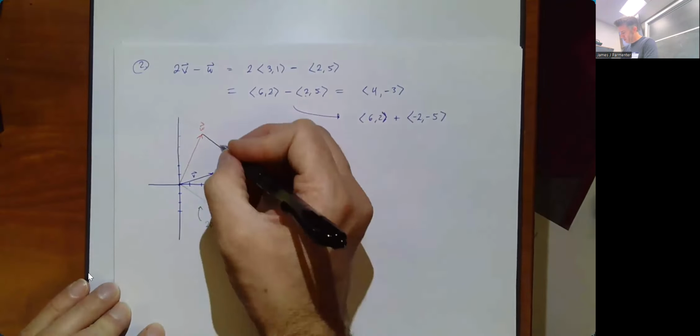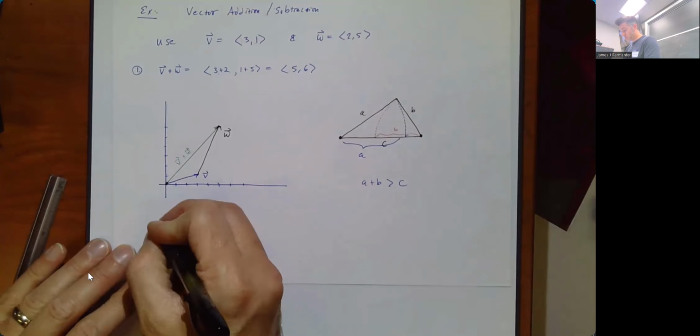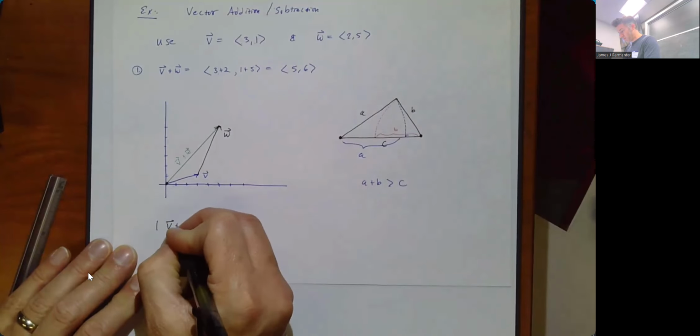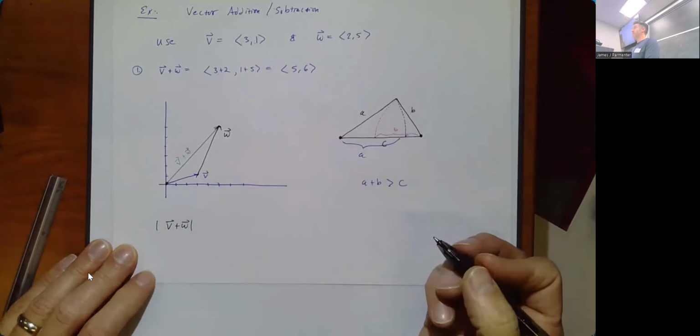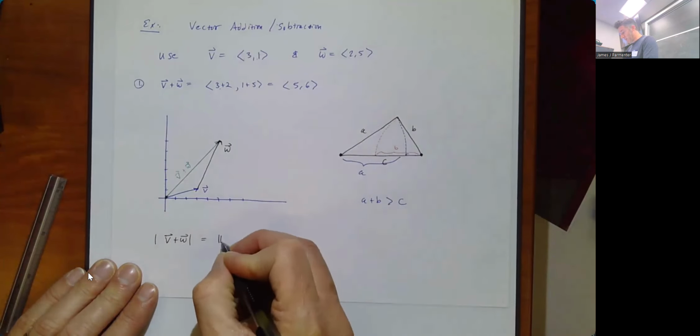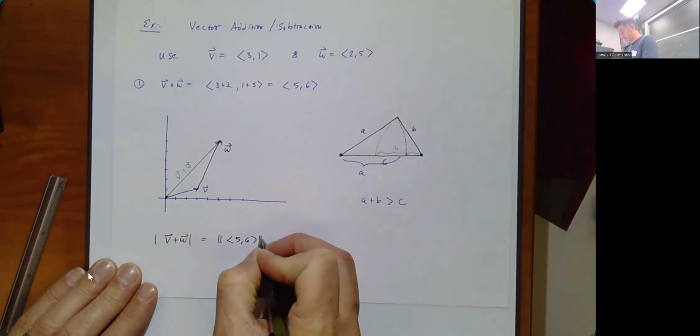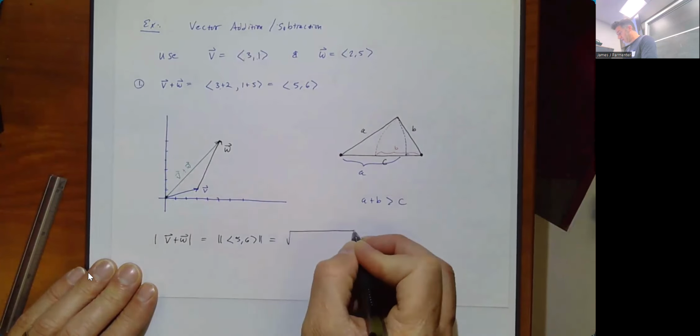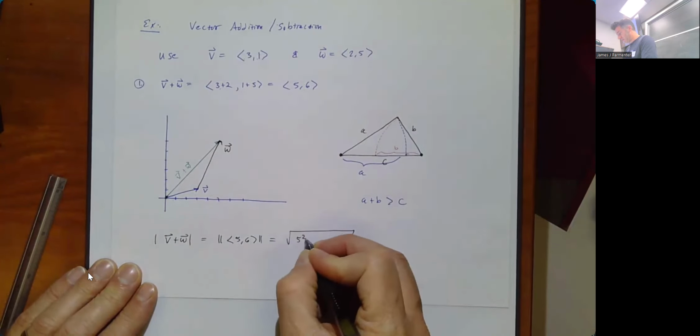Oh, I know what we should say though. Let's go back. Sorry, let's go back to the previous example for a second. I do want to point out, sorry, I totally meant to do this. If someone asks you to find, say, the magnitude of v plus w, then you should add them together first. So the magnitude of v plus w, well, v plus w is 5, 6. So it's really just the magnitude of the vector 5, 6, which is just going to be the square root of 5 squared plus 6 squared, which is the square root of, I don't know, 61, sure, 61.